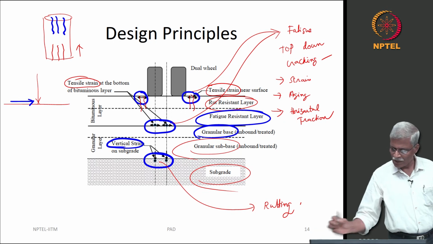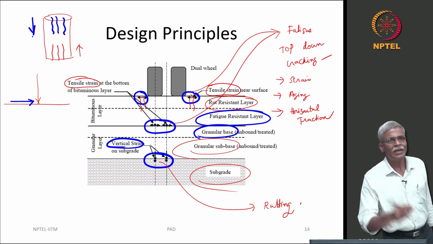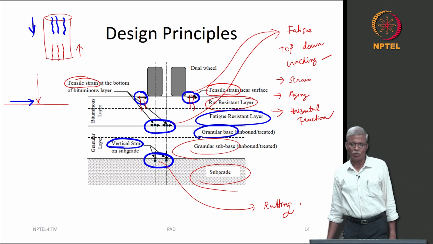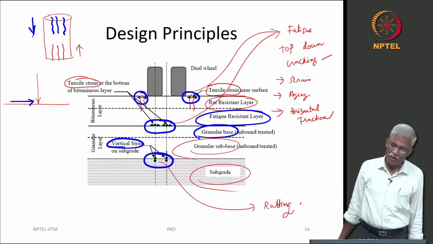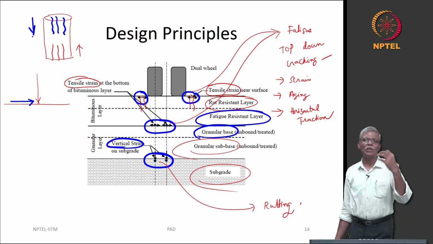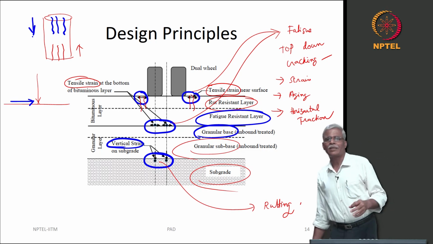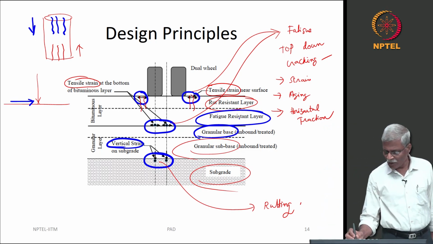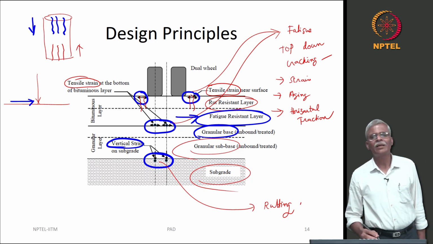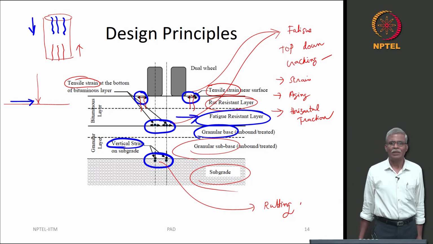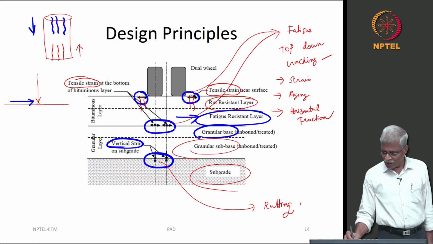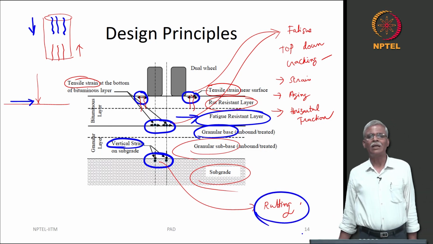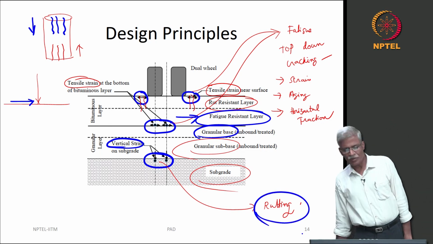So, in this case the cracks will propagate from the surface and go to the bottom. These are what are called top down cracking. So, you need to estimate what is the tensile strain at the surface. Then obviously, you are looking at the fatigue resistance of the material. Similarly, at the bottom you are going to measure for rutting.